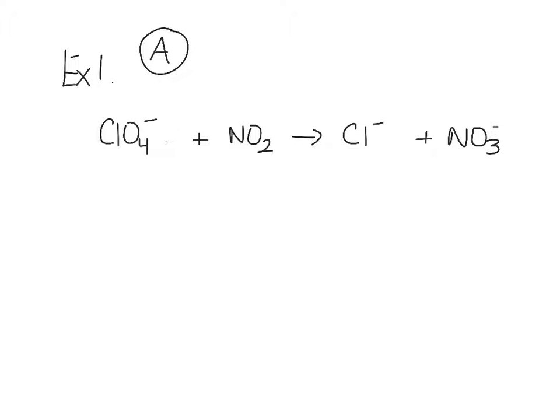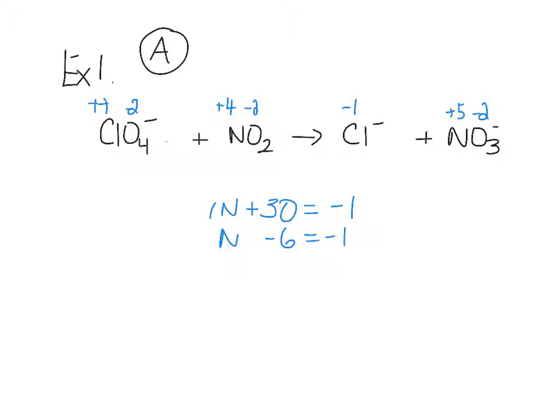So we're going to do method A first. Both method A and method B start with assigning oxidation numbers. One nitrogen plus 3 oxygens equals -1, because the charge on nitrate is -1. Oxygen is -2, so this is -6. So nitrogen must be +5 for the left side to equal -1.